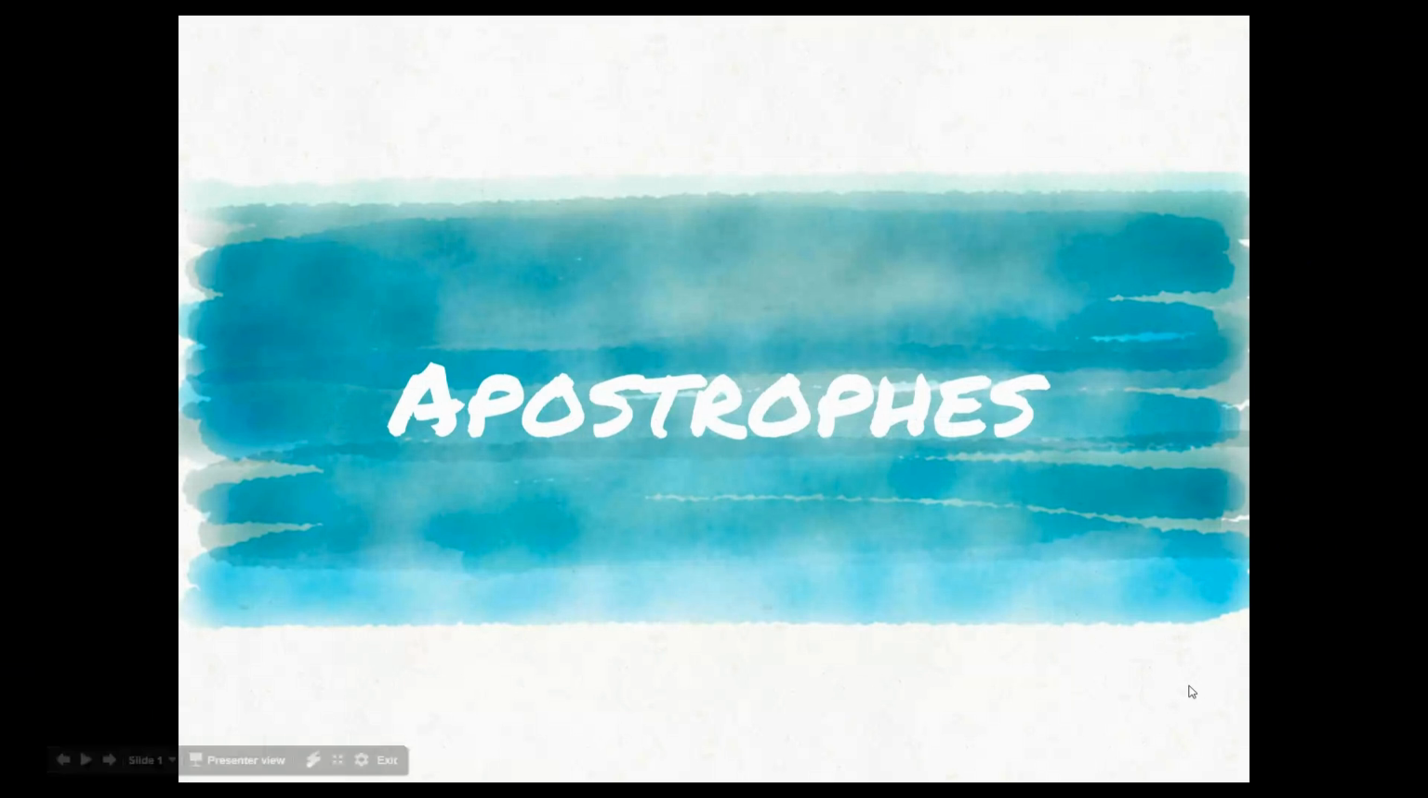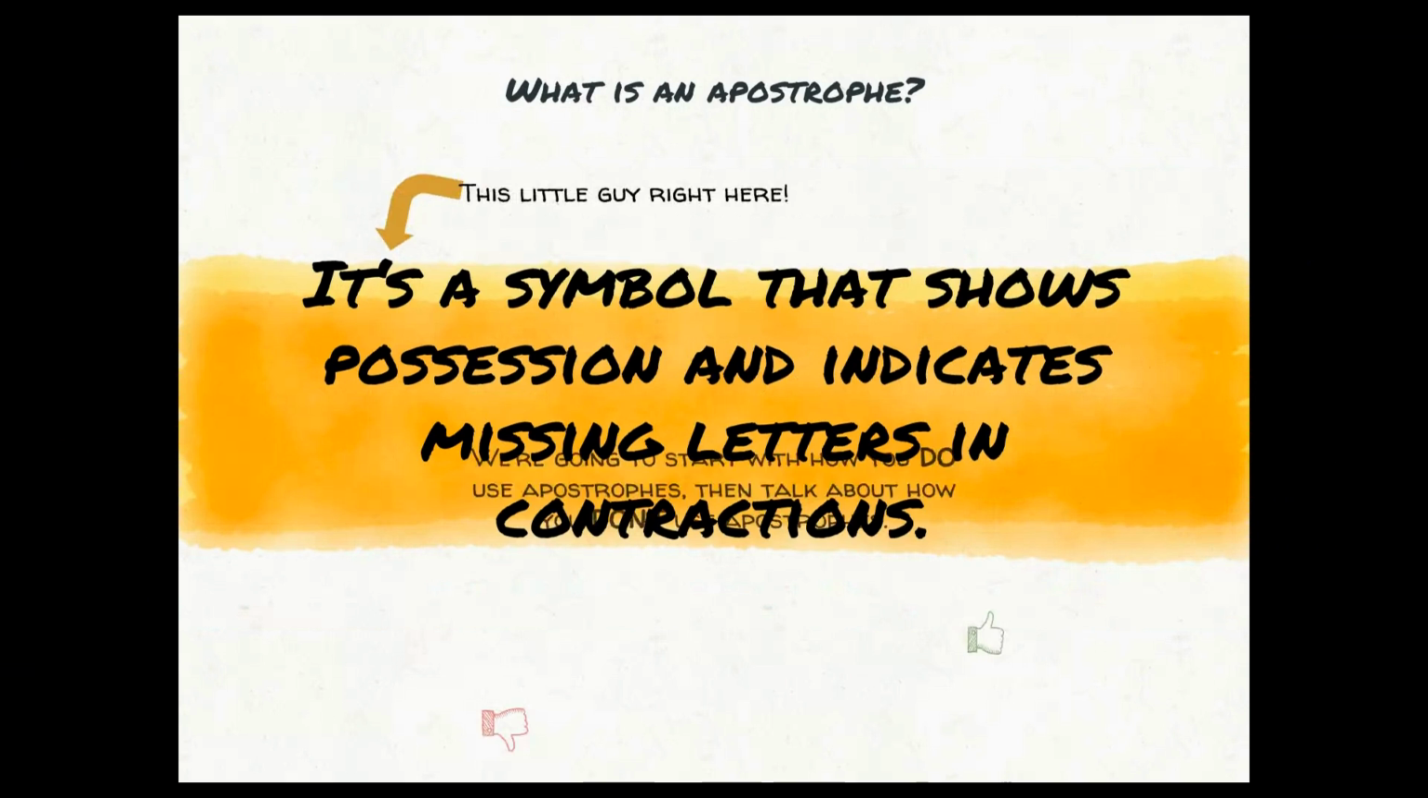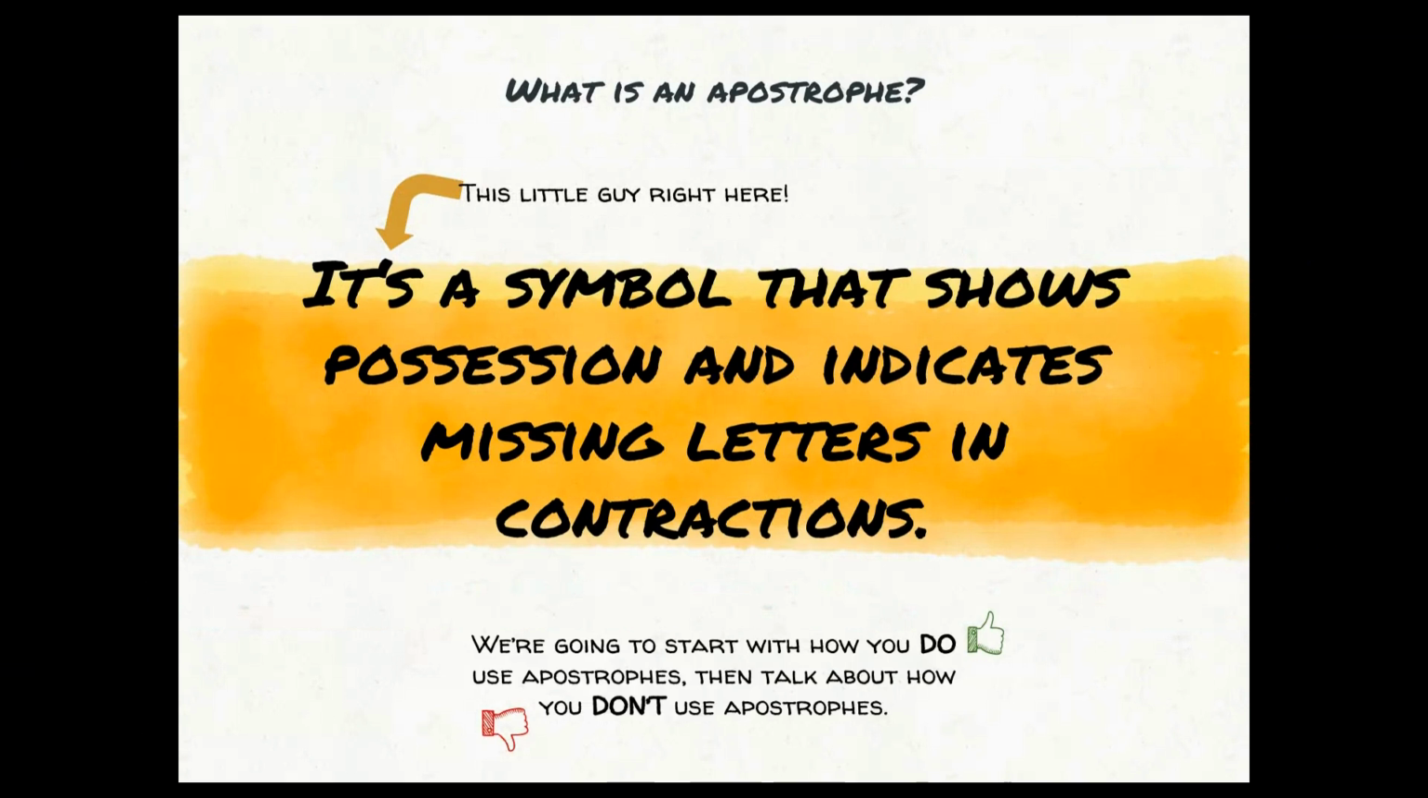So what is an apostrophe? It's a symbol that shows possession and indicates missing letters in contractions. It is that little guy right there. We're going to start this video by talking about how you do use apostrophes and then talk about how you don't use apostrophes so that you can avoid some common mistakes.